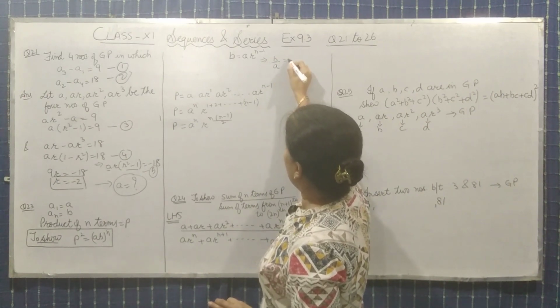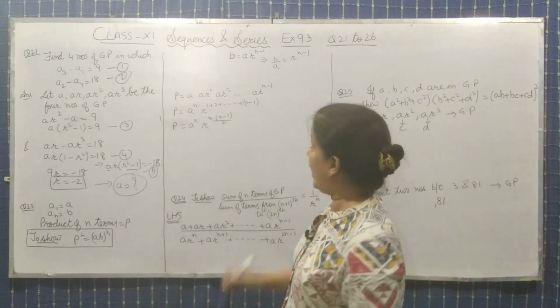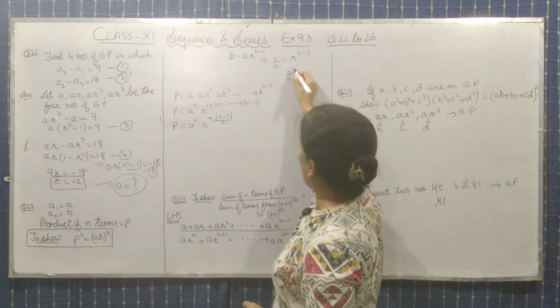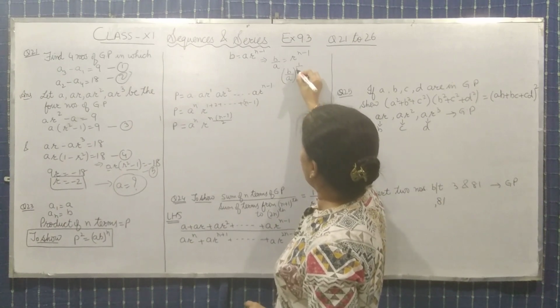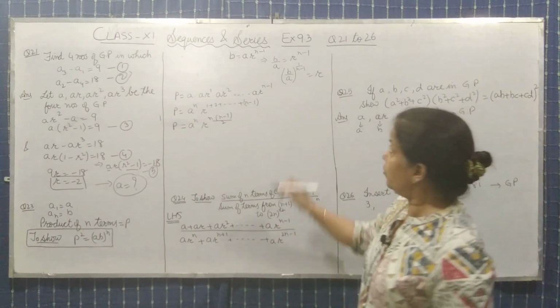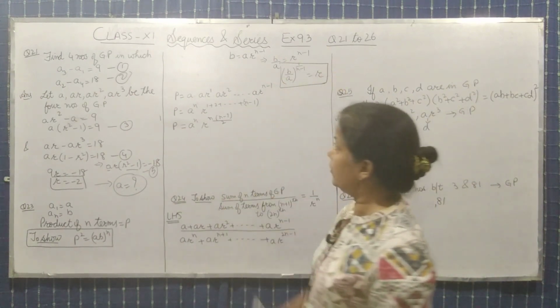B upon A equal R power n minus 1. We can write it like this. And shifting, find out the value of R. So it will become (B upon A) power 1 upon n minus 1 equal R, isn't it? So you will get the value of R as this.